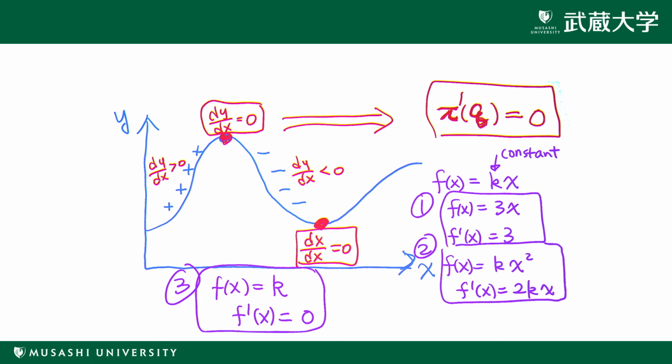Any volunteer? At the top of the hill, the slope is what? What's in between a positive number and a negative number? Zero, exactly. Very good. Thank you very much. So at that point, the derivative is 0.